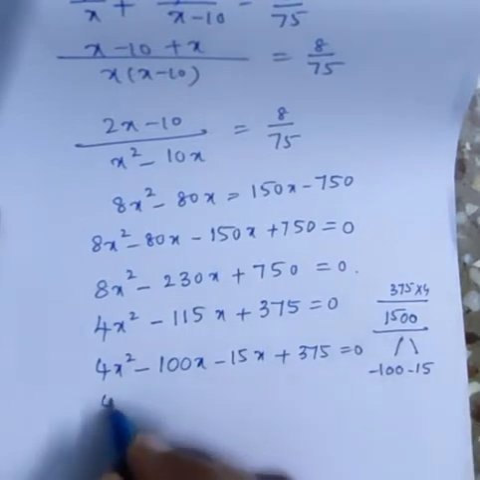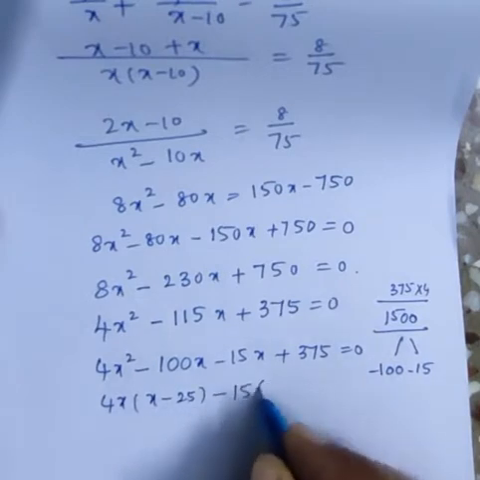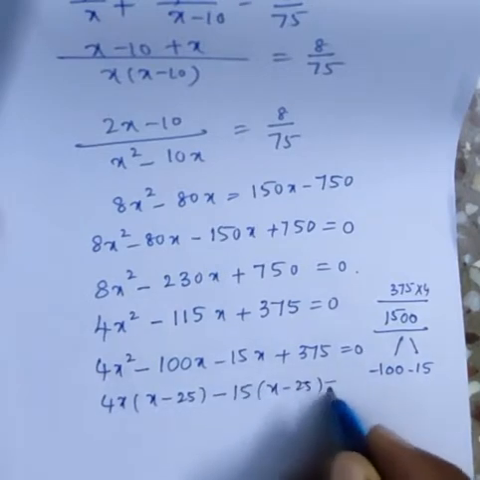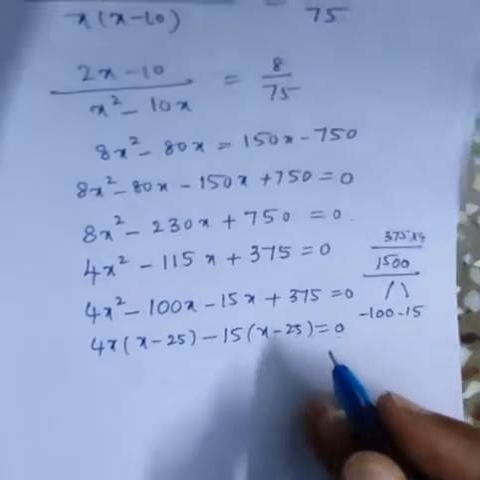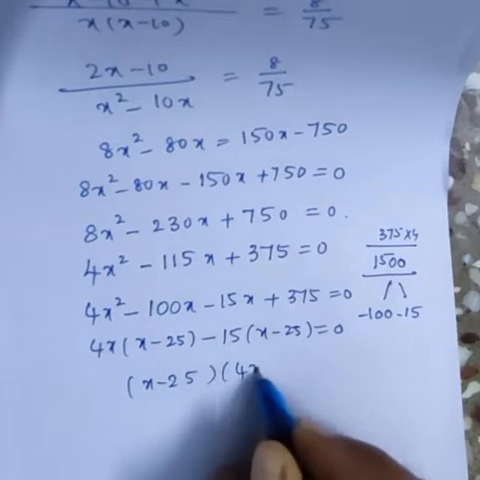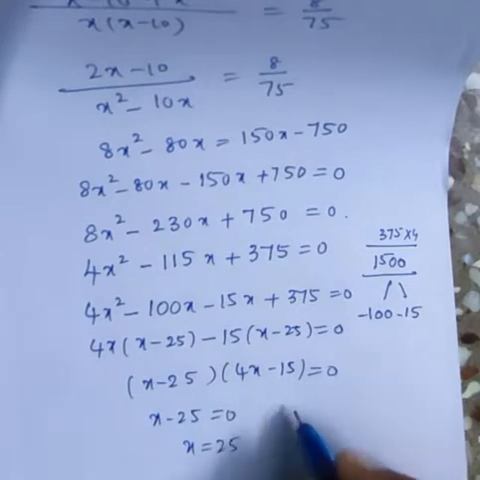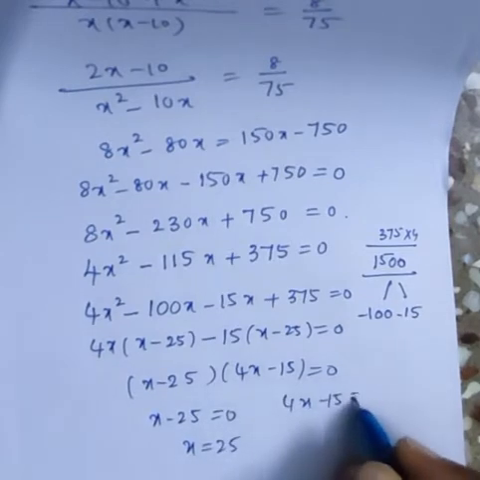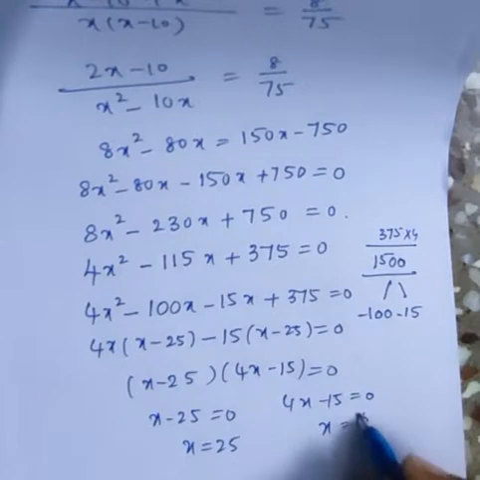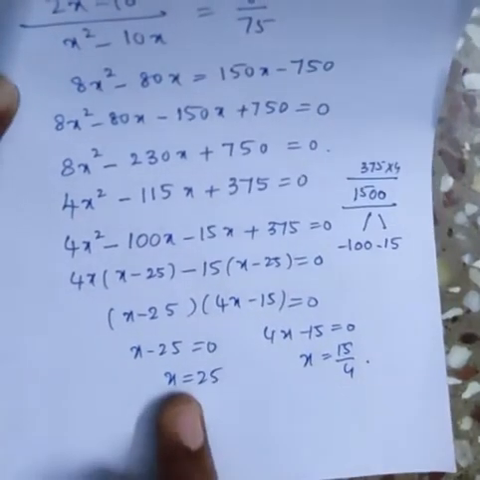Combine the first two terms, take 4x common: x minus 25. From the next take 15 common: x minus 25 is equal to 0. Now you get x minus 25 into 4x minus 15 is equal to 0. So x minus 25 is equal to 0, x is 25. Here 4x minus 15 is equal to 0, x is 15 by 4. But discard this 15 by 4. We will take x as 25.